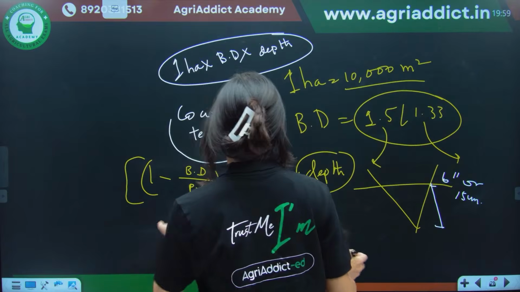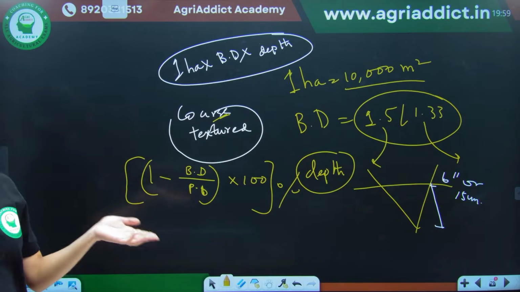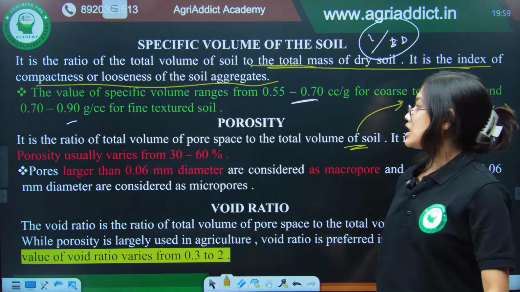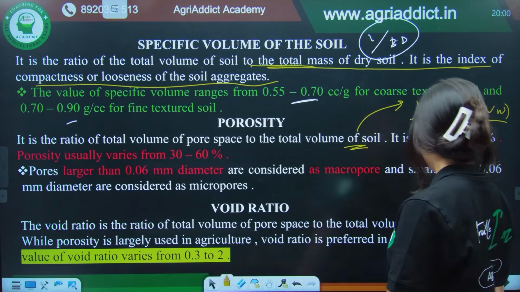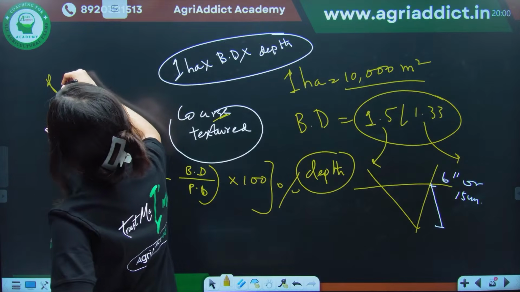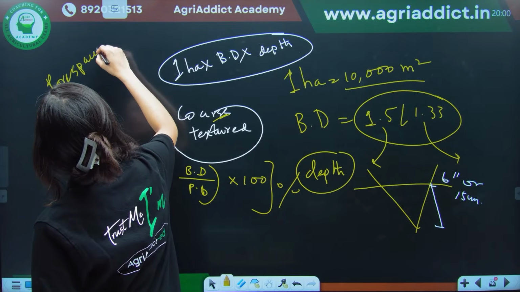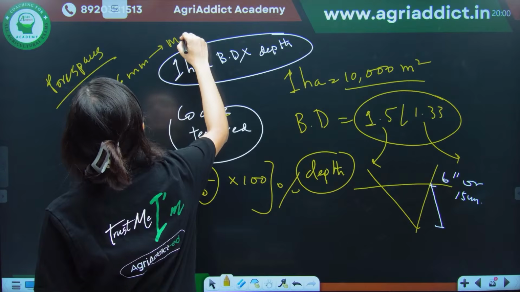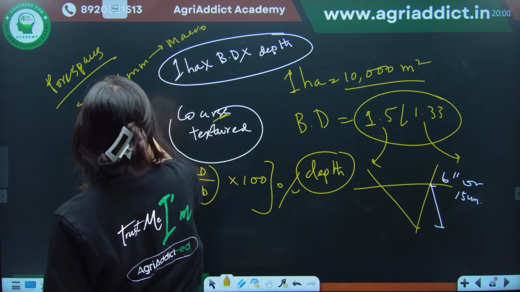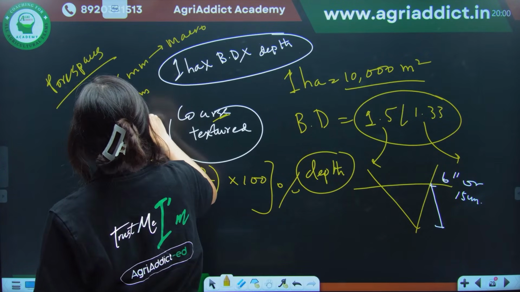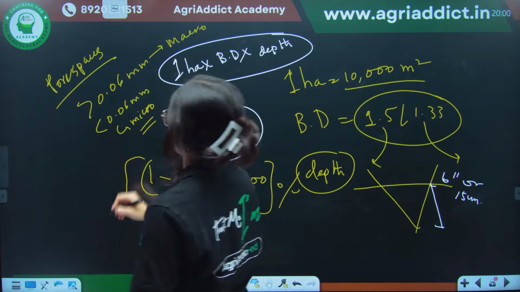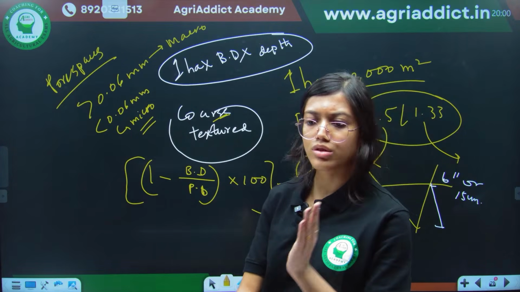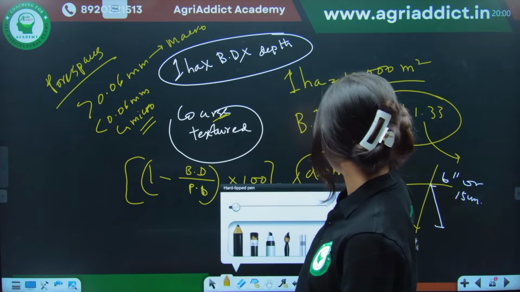Now, this is another way by which we can find out the porosity of our soil. With porosity comes another term, that is pore spaces. If your soil has a pore space of greater than 0.06 millimeter, then it is macro. If it is less than 0.06 millimeter, then it is micro. There can be other classifications like cryptopores, ultramicropores, and so on. You can all refer to the new ISSS for that.